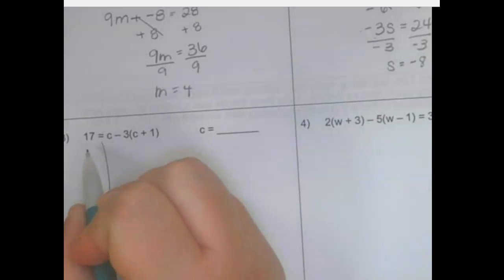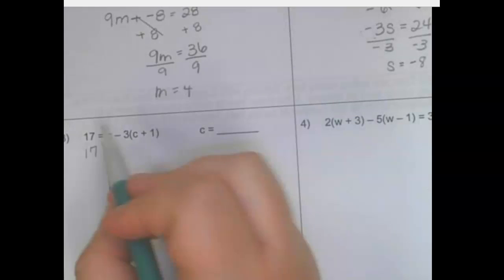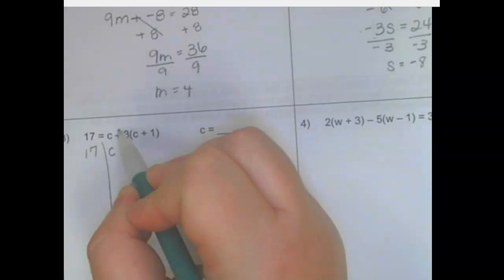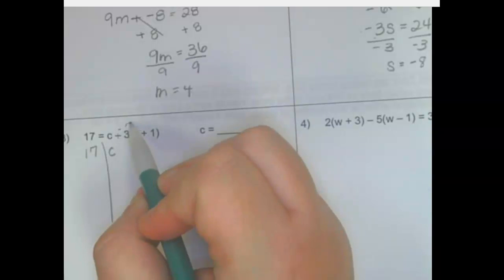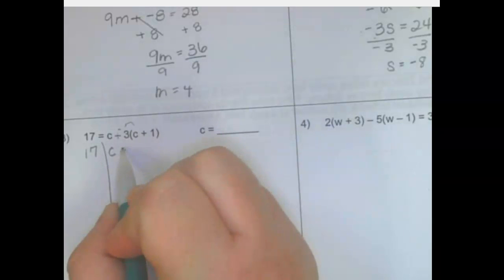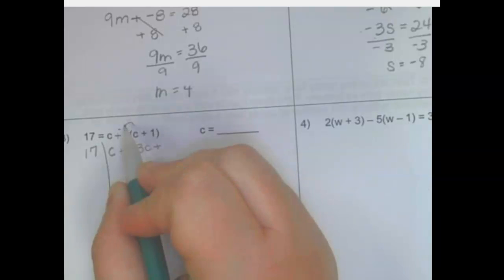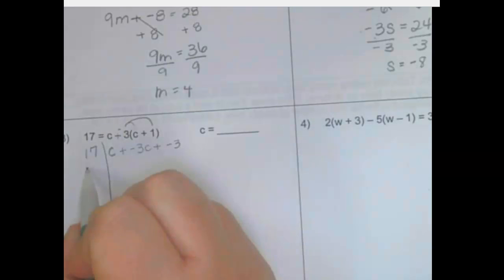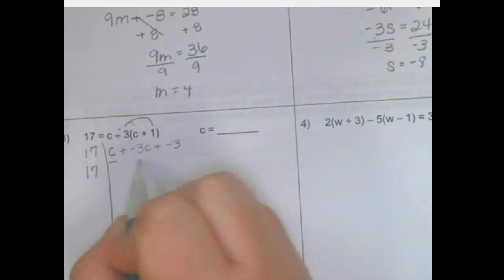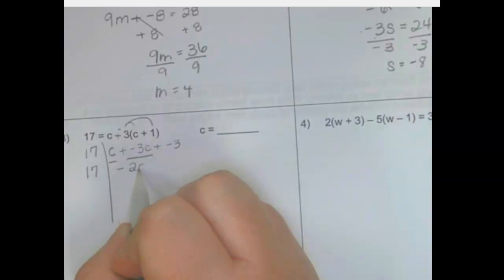I'm going to keep my 17 on the left because there's nothing to do with that one. Bring down my C. I'm going to add a line, change of sign because there's subtraction before my parentheses. Negative 3C, so plus a negative 3C. Bring down my plus sign. Negative 3 times 1 is negative 3. Combine my C's. C plus a negative 3C is negative 2C.